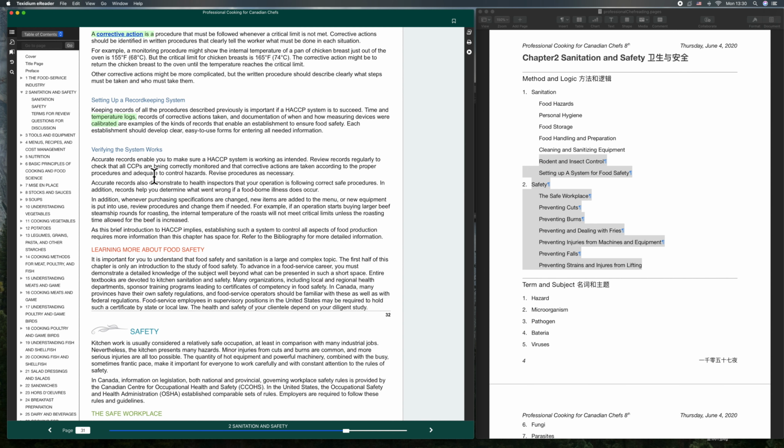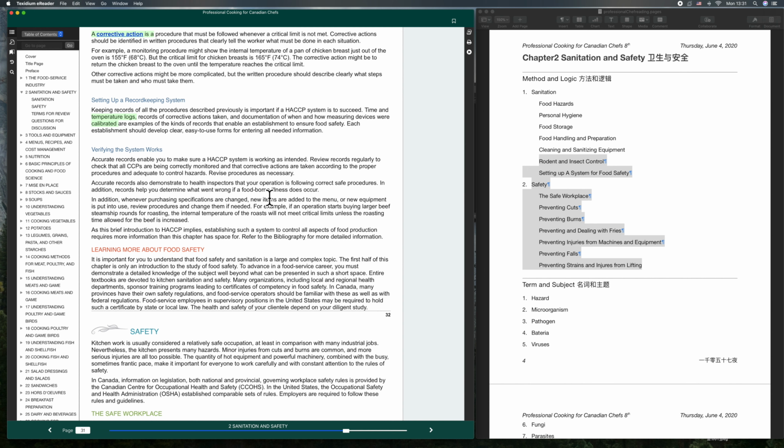Accurate records enable you to make sure a HACCP system is working as intended. Review records regularly to check that all CCPs are being correctly monitored and that corrective actions are taken according to the proper procedures and are adequate to control hazards.